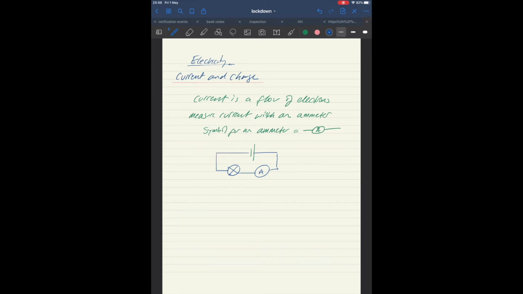So what happens is, an ammeter is connected in series. So those are connected in series. Ammeters are always connected in series. Meter, always in series. Now current flows through it.